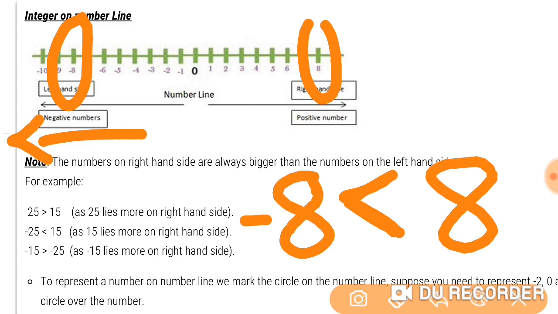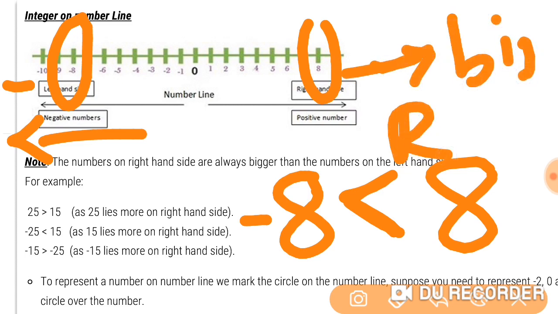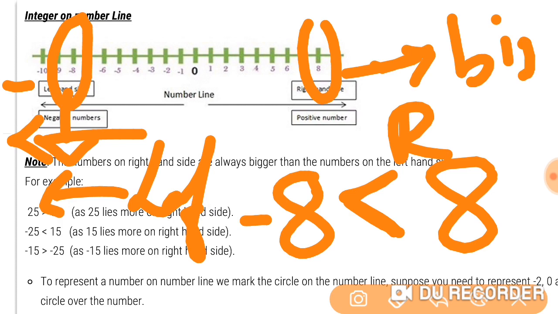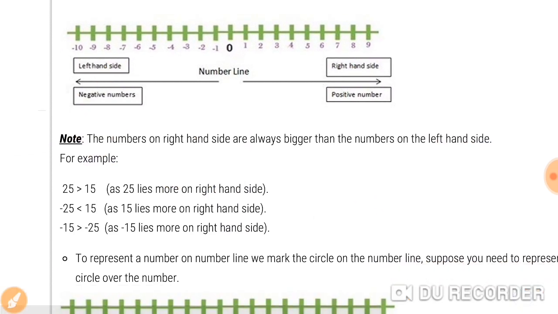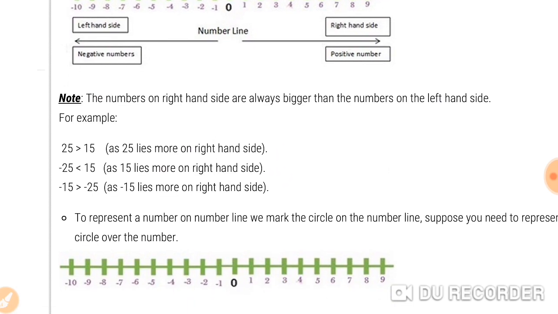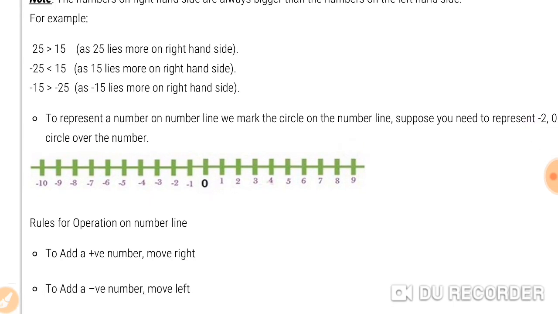Minus 8 is here and 8 is here. So 8 is big. Why? Because it is at the right. Minus 8 is small because it is at the left. So be clear about the number system: the number on the right side is called a bigger number, and the number on the left side is called a smaller or lesser number.